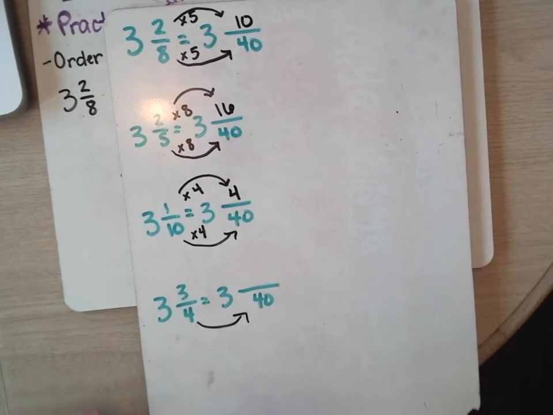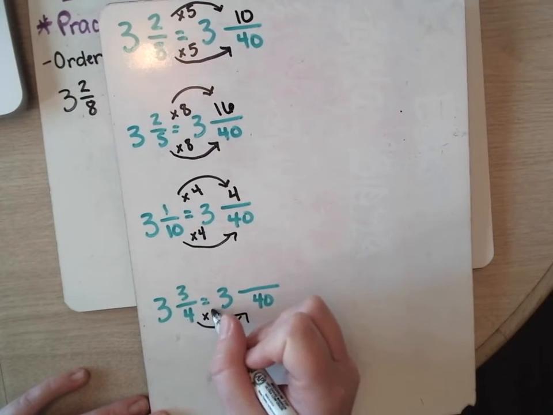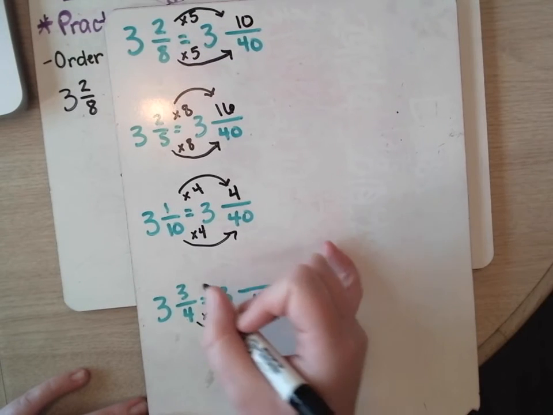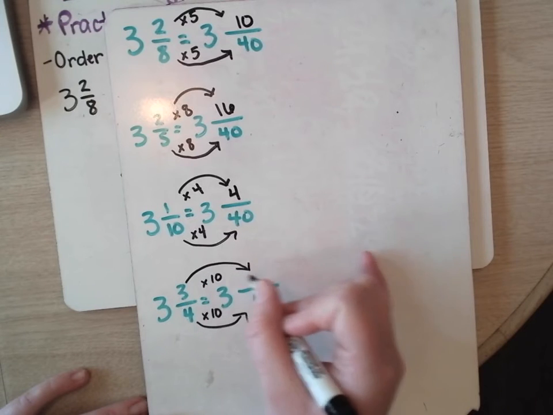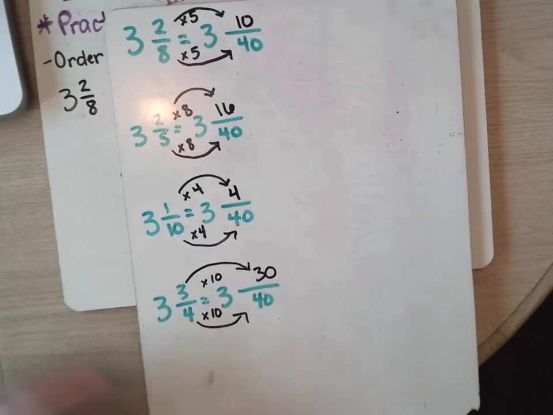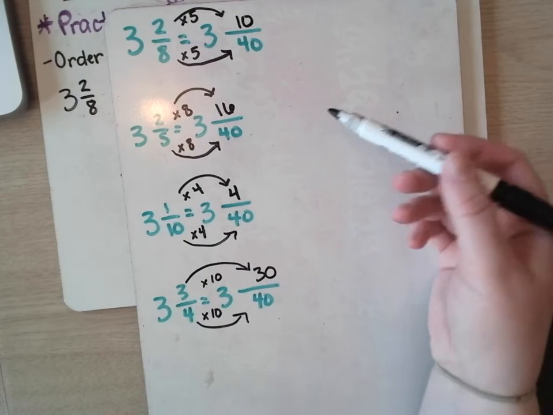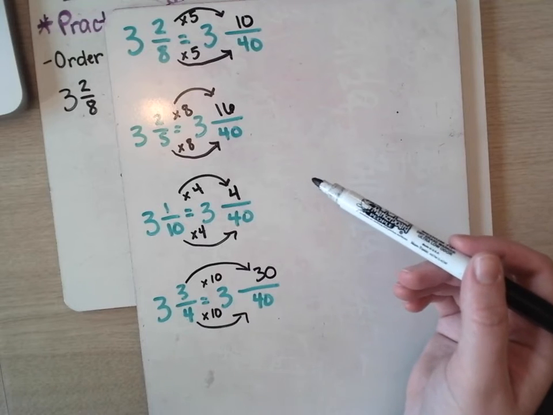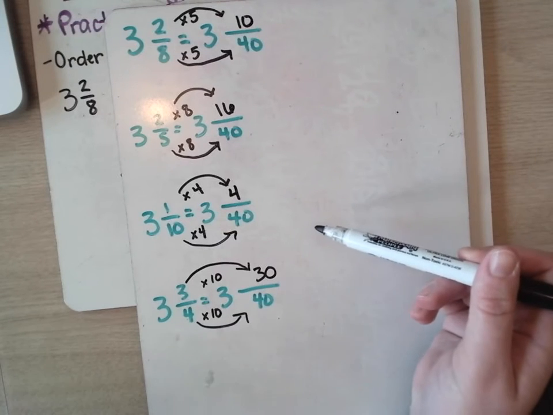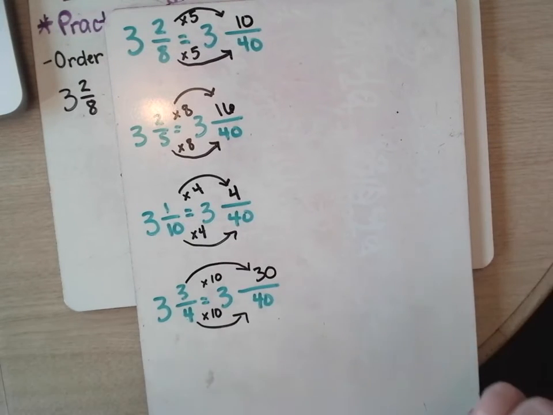And then my last one, to go from 4 to 40, 4 times 10 equals 40. So I must do 3 times 10, which equals 30. Now I have 3 and 10/40, 3 and 16/40, 3 and 4/40, 3 and 30/40.